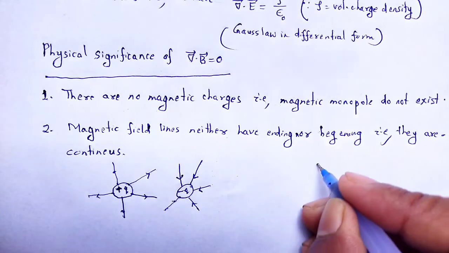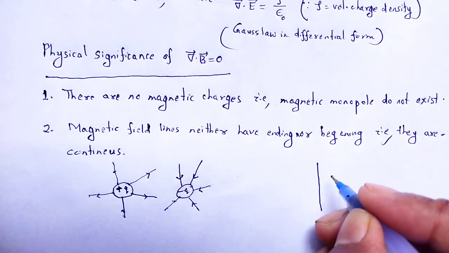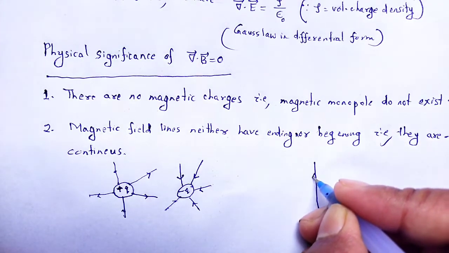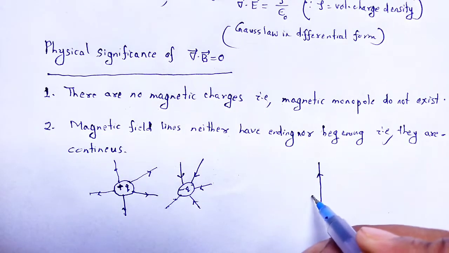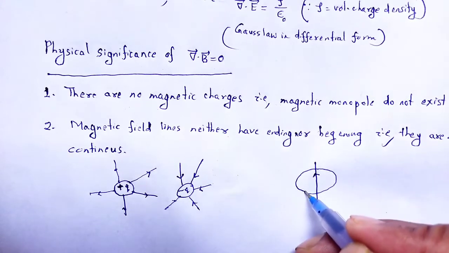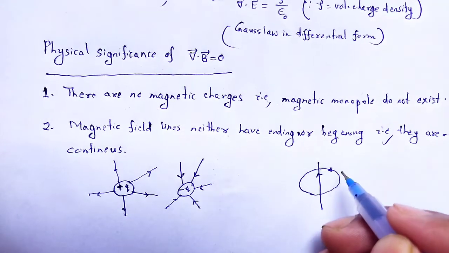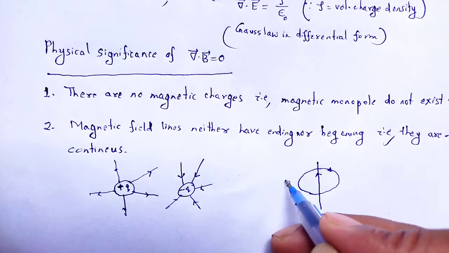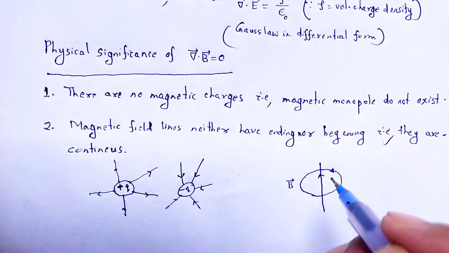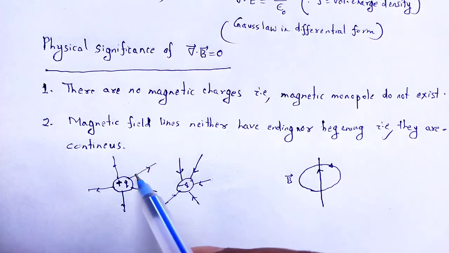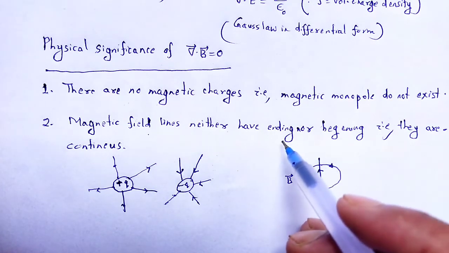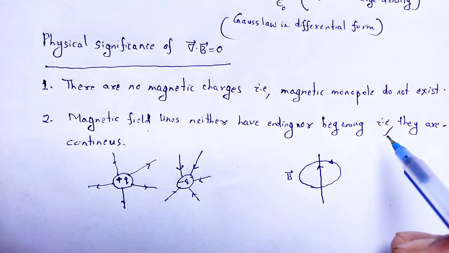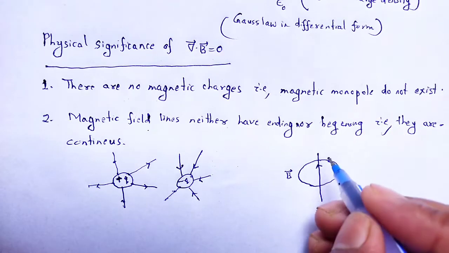But in case of magnetic field, look here, a current carrying wire produces magnetic field, and these field lines are continuous. Here the magnetic field lines neither have ending nor beginning, but these field lines are continuous.